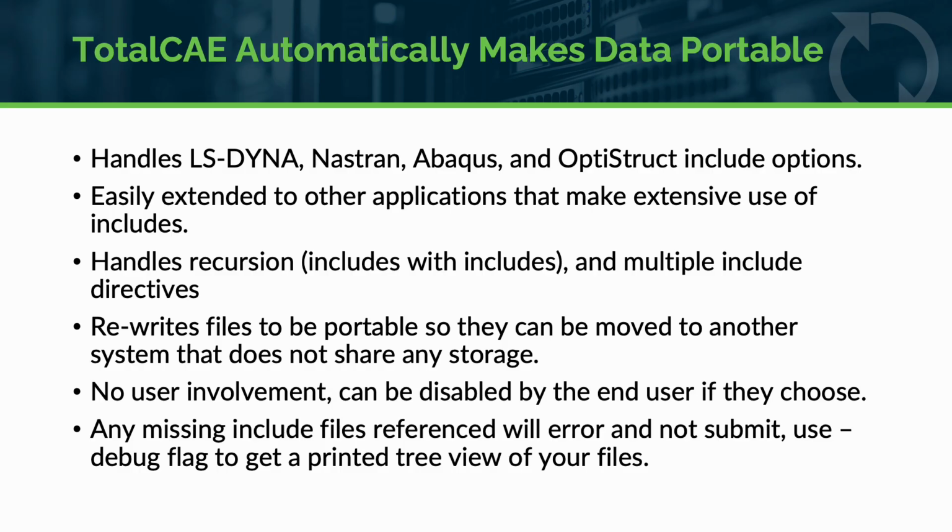One of the key pieces is that data portability. So TotalCAE has a tool. It's part of our T-Submit client. It's called the Flattener. And basically for applications like Dyna, Nastran, Abaqus, OptiStruct, we're able to go through, understand the application format, find all your includes, rewrite them so that they're no longer hard-coded paths that don't exist in other systems, and then make them all relative and combine those up so we can move them to the other system. It handles nesting and recursion and includes with includes, and is widely utilized to basically break those data shackles that we talked about earlier.